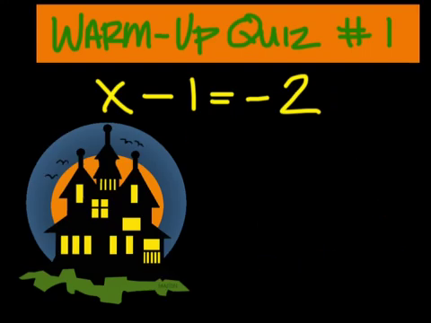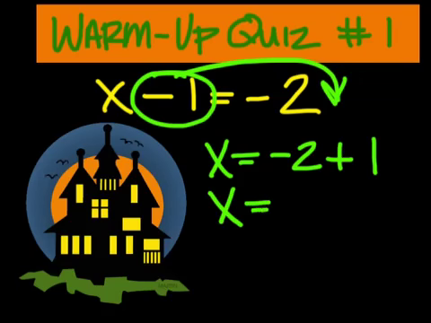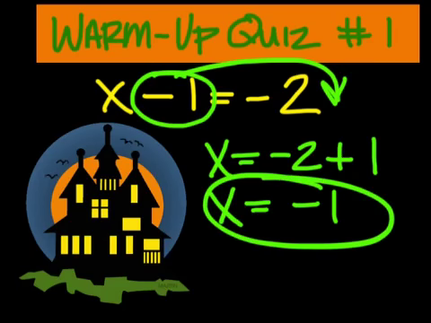Here's the warm-up. What you have to do with this is move this to the right side and change the sign. It becomes +1. -2 plus 1 is -1.